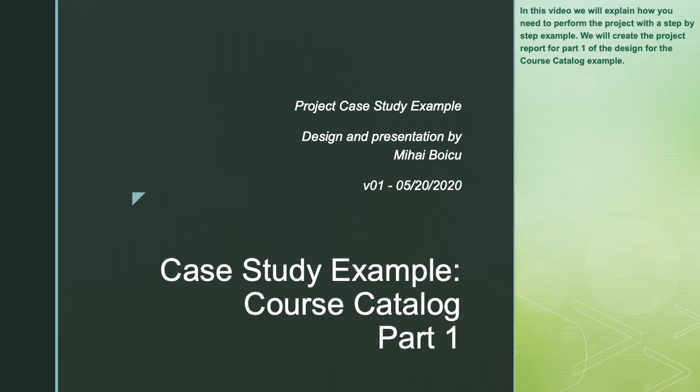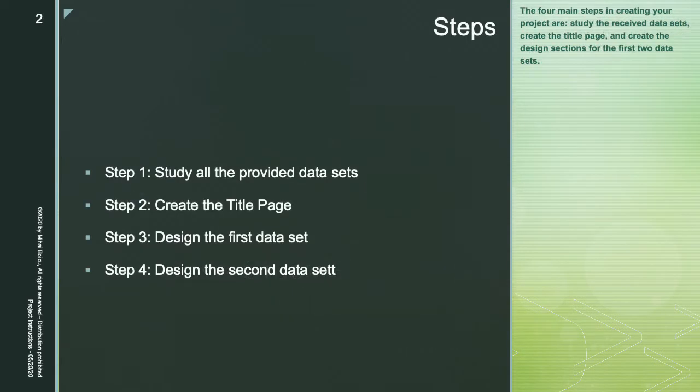In this video, we'll explain how you need to perform the project with a step-by-step example. We will create the project report for part 1 of the design for the course catalog example. The four main steps in creating your projects are: study the received dataset, create the title page, and create the design sections for the first two datasets.